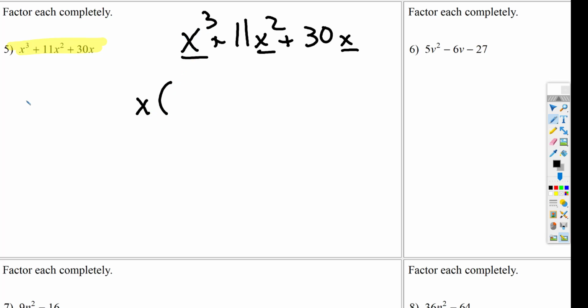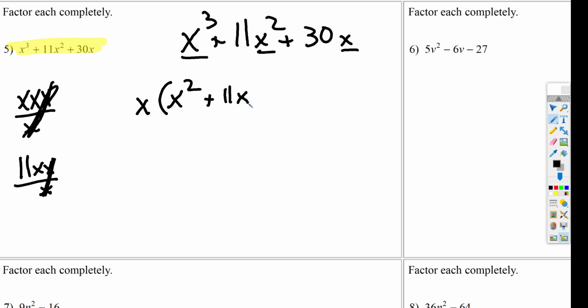So x cubed divided by 1x leaves x squared. And then 11x squared divided by x leaves 11x. 30x divided by x leaves 30. And now you've got a quadratic.